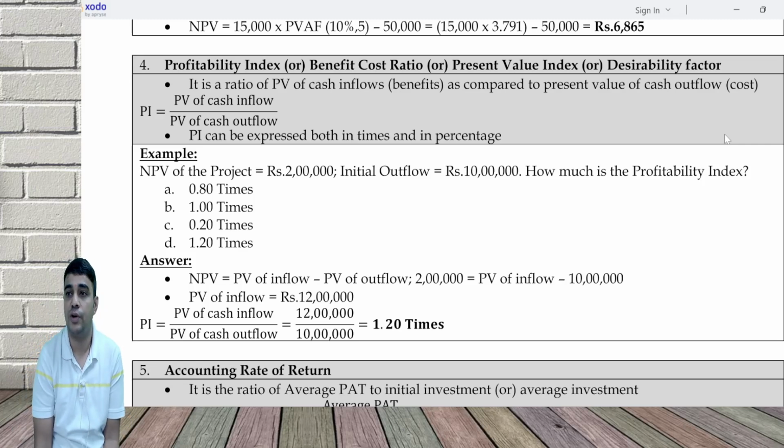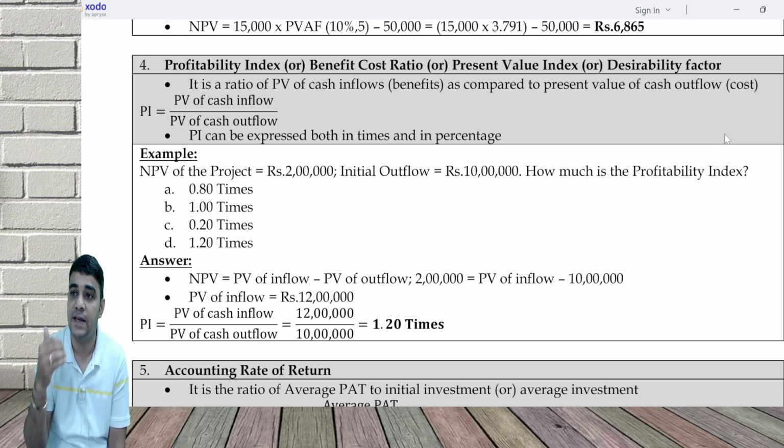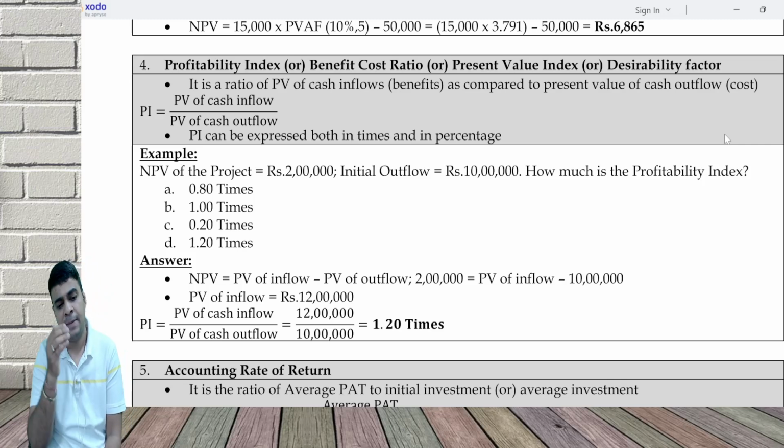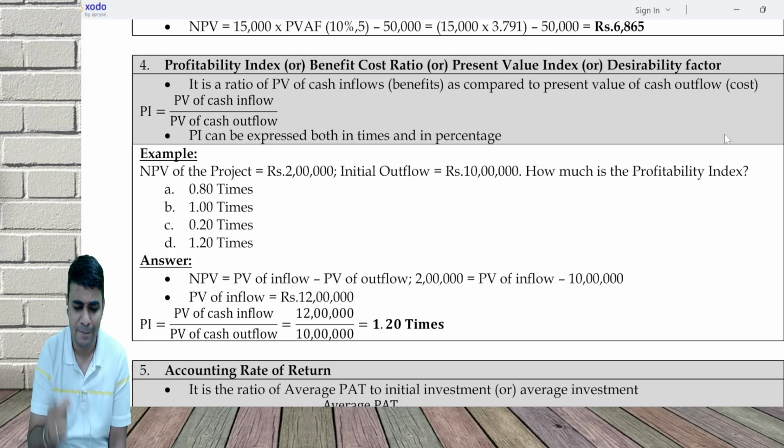If you want also, you cannot alter the cash flow of a company, but you can easily alter the profits of a company by changing certain methods. If you just play around with the methods, WDV versus SLM, FIFO versus LIFO, weighted average. So that is why profit is not critical. But still one technique talks about profit.